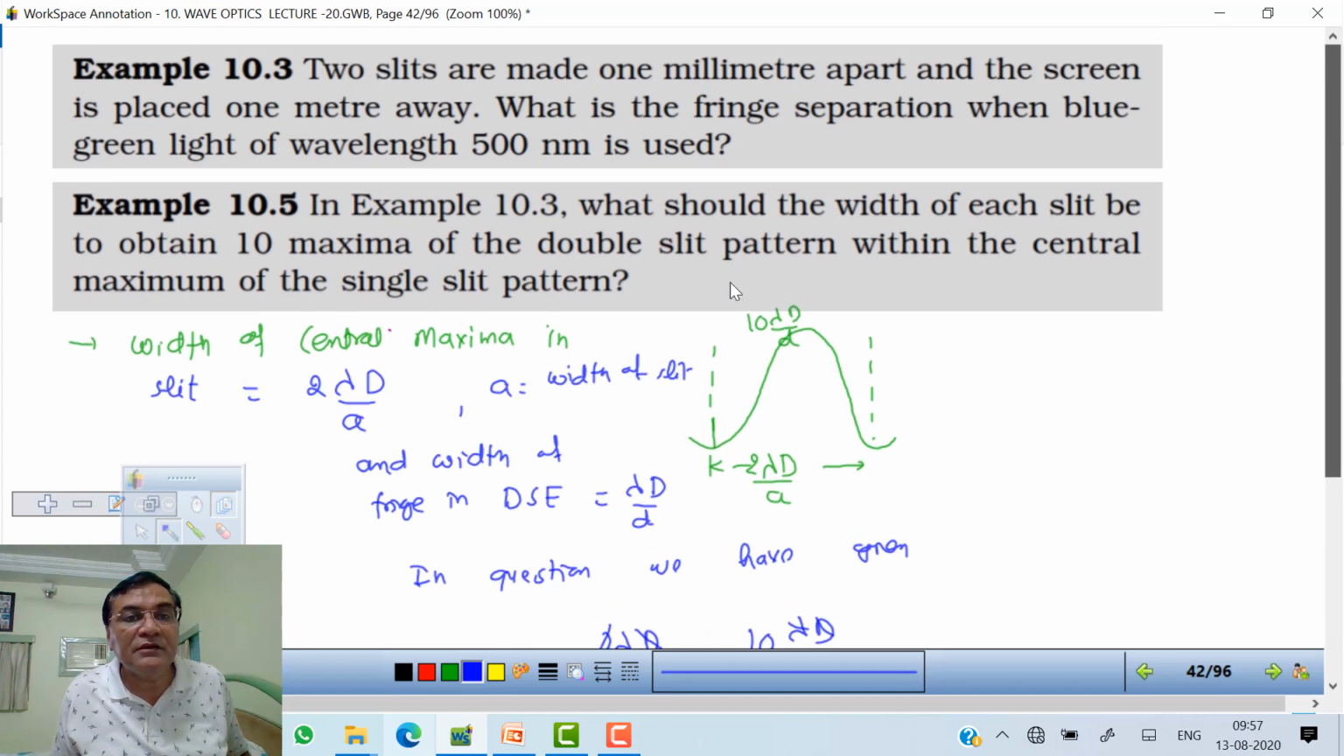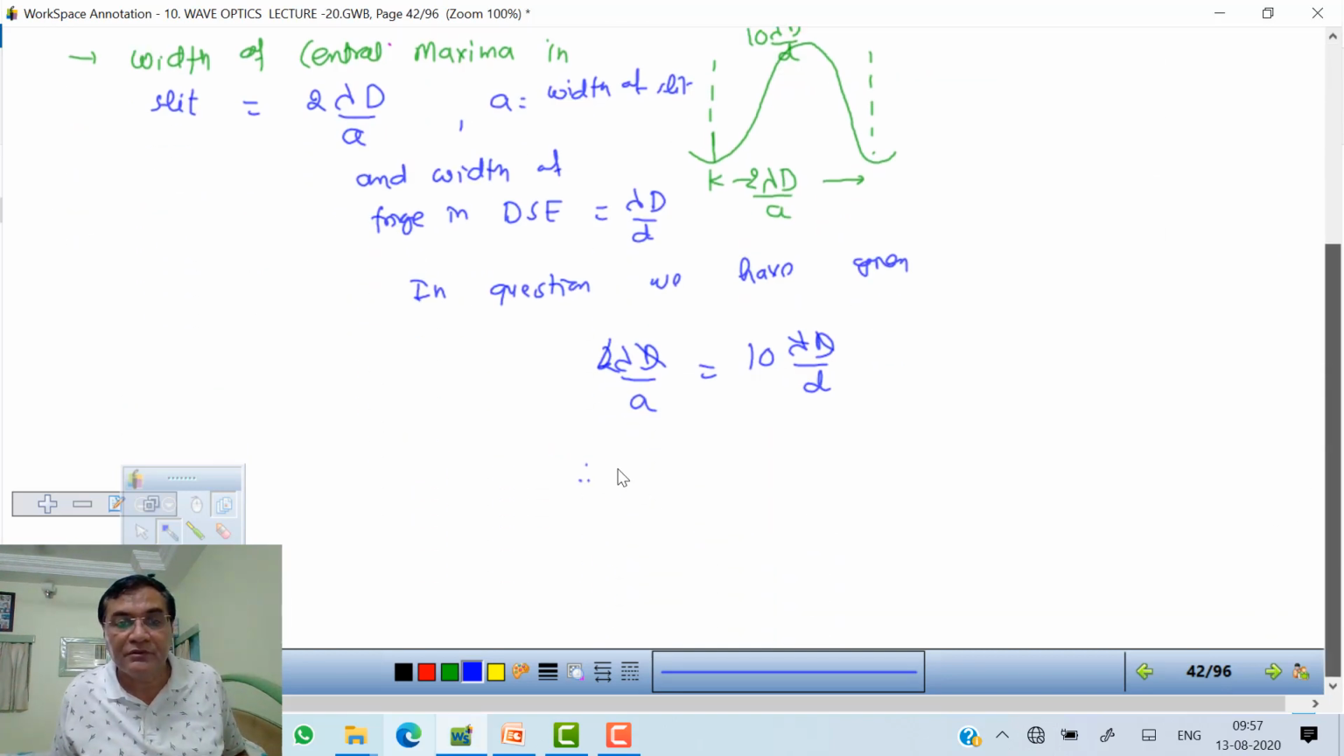And the wavelength is not needed here at all. Two slits apart 1 meter, that is also not needed. Small d is given as 1 millimeter, yes. Therefore, a is equal to d by 10. So what is your d? 1 millimeter divided by 10, so you will get 0.1 millimeter.